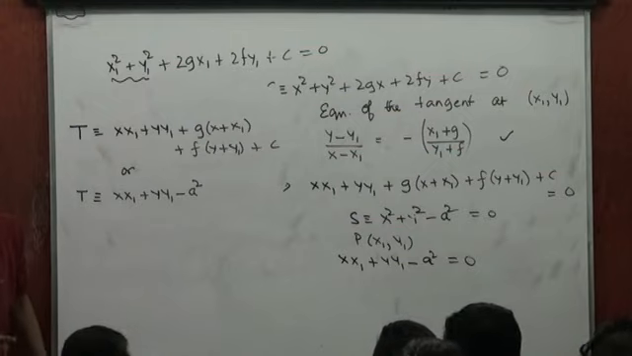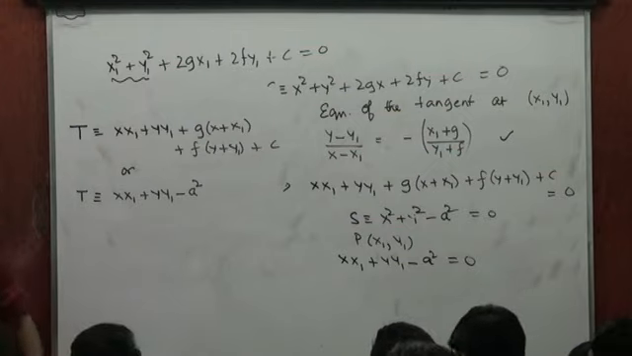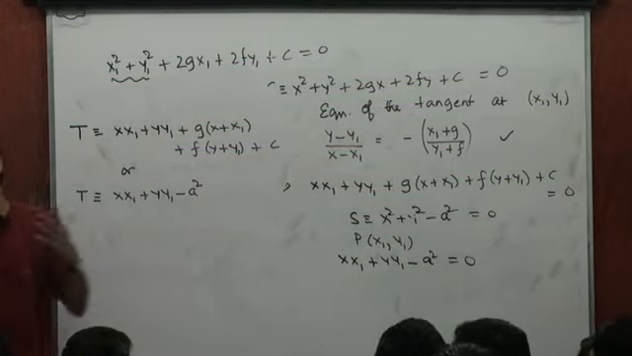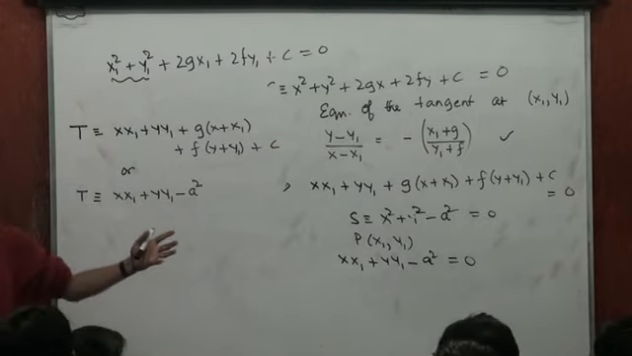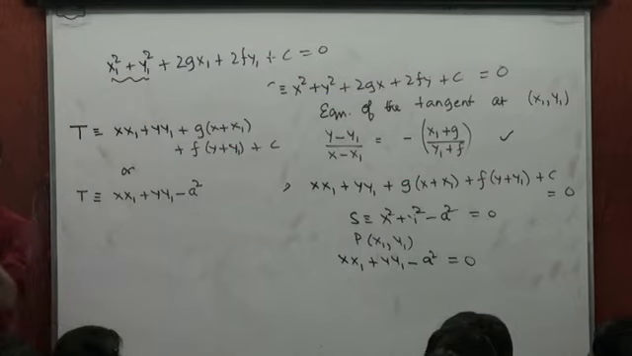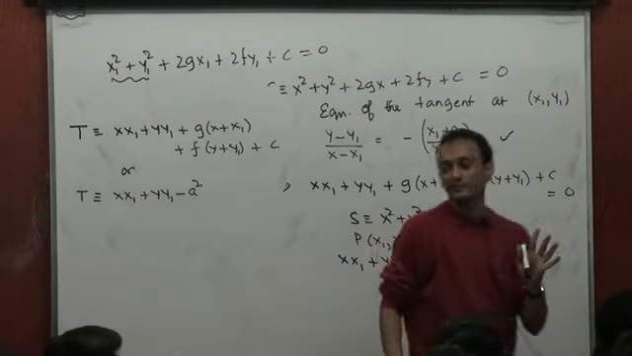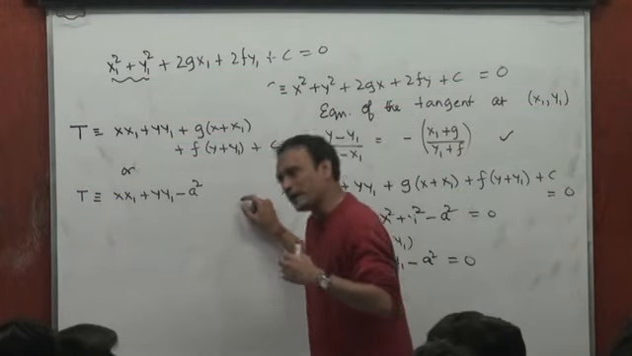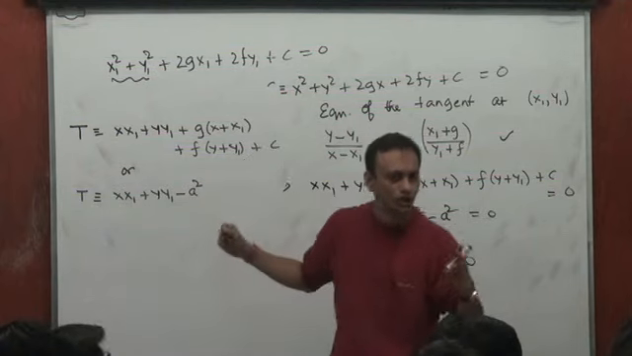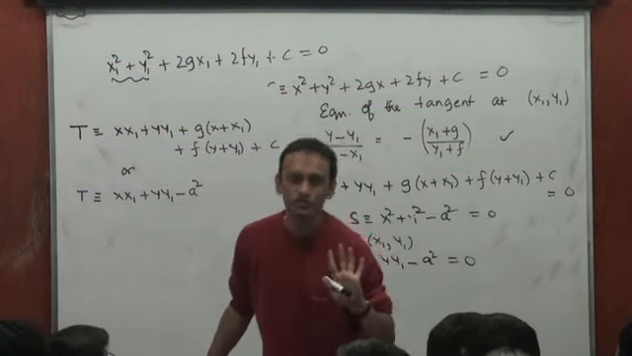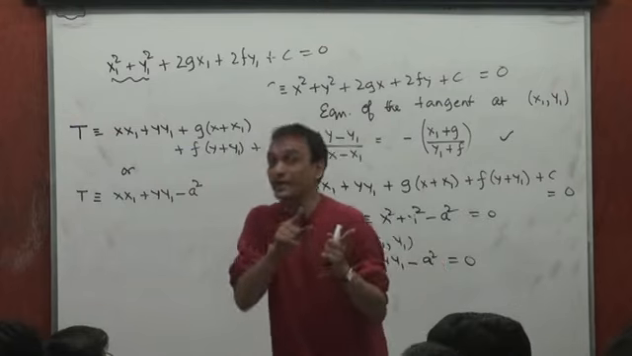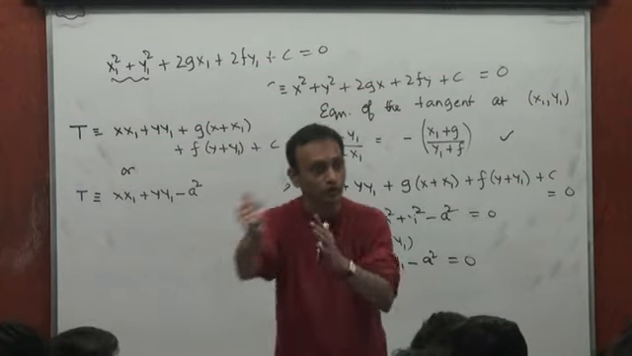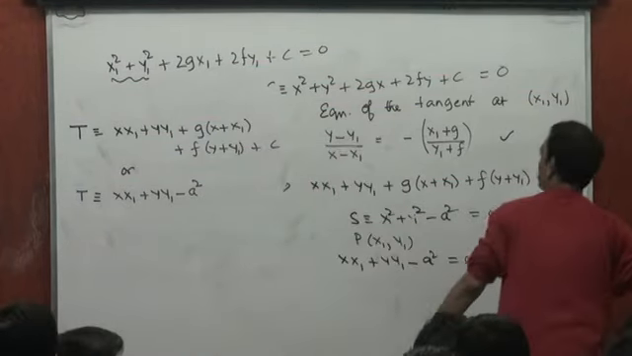So if x1 y1, I repeat, is a point on the circle, then T equal to 0 represents the equation of the tangent at x1 y1. But if x1 y1 be a point not on the circle, then what geometrical entity does T equal to 0 represent? Well, in either case, it will represent a straight line. In one case, that straight line is a tangent. In the other case, what is that straight line? That's what we have to figure out.